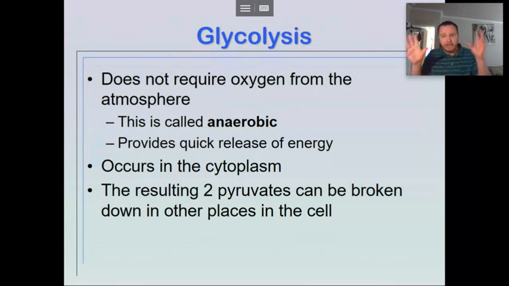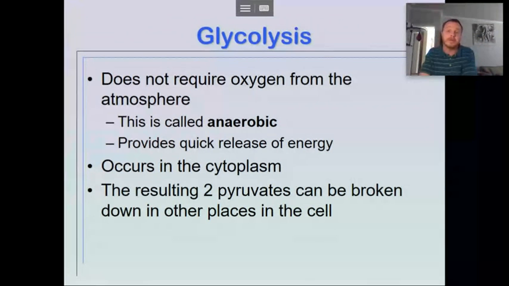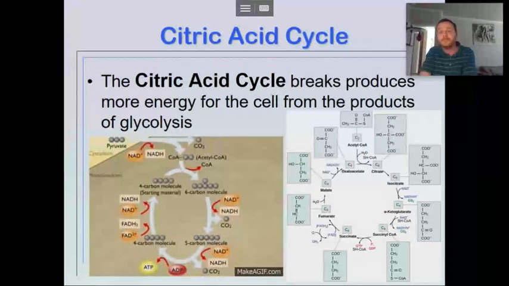This can simply occur out in the cytoplasm of the cell. Your bacteria can do this very easily. They don't need a lot of specialized organelles like mitochondria to do this. The pyruvates, the 3-carbon sugars, can be broken down further, and in eukaryotes that occurs in the mitochondria. We have mechanisms in the mitochondria to break those down further, and that's the next section of the text that we'll talk about, which is the citric acid cycle.